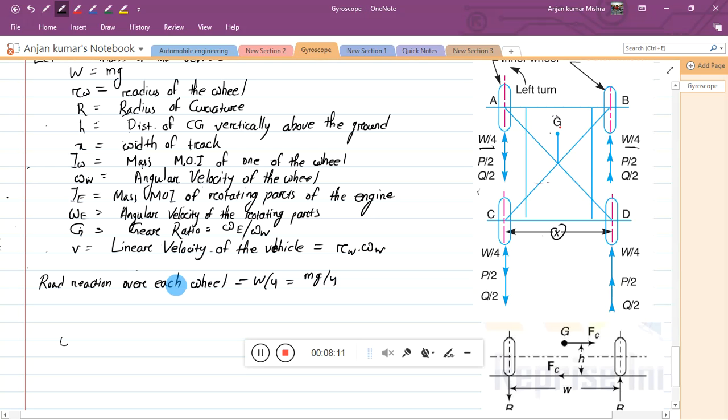Now let us consider the effect of gyroscopic couple, or simply the gyroscopic effect. As we have previously discussed, whenever the axis of spin of a rotating body has another axis of precession perpendicular to it, only then do we get the effect of gyroscopic couple, or a gyroscopic couple will be created.